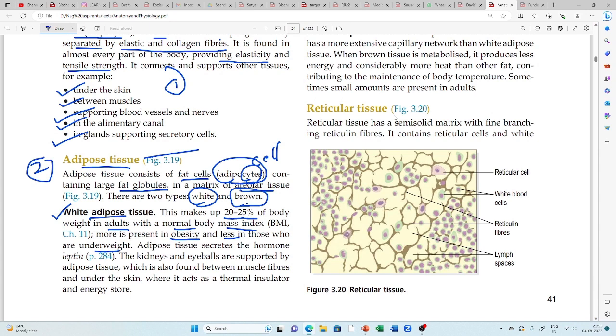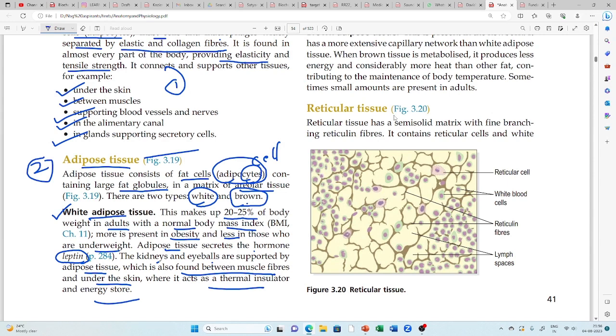Adipose tissue secretes the hormone leptin. Leptin is a hormone produced by whom? Adipose tissue. The kidneys and eyeballs are supported by adipose tissue, which is also found between muscle fibers and under the skin, where it acts as a thermal insulator and energy source. Where can we see this white adipose tissue? In the kidney, in the eyeball, and also between muscle fibers.